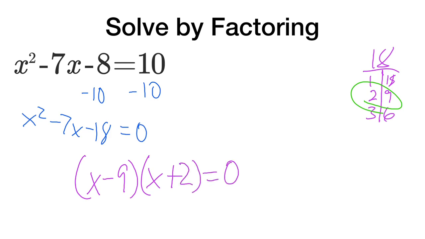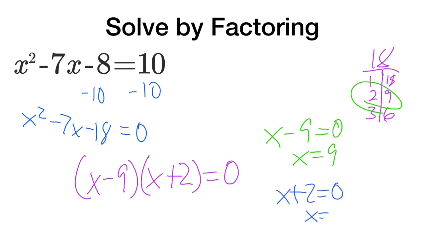Then we just set each part to be equal to 0. x minus 9 equals 0. That means x equals 9. Or x plus 2 equals 0. That means x equals negative 2. Now, I will be honest with you, I'm not going to probably do that last part. In the future ones, I'll just skip straight to x is 9 and x is negative 2 when we have numbers that are just x plus or x minus.